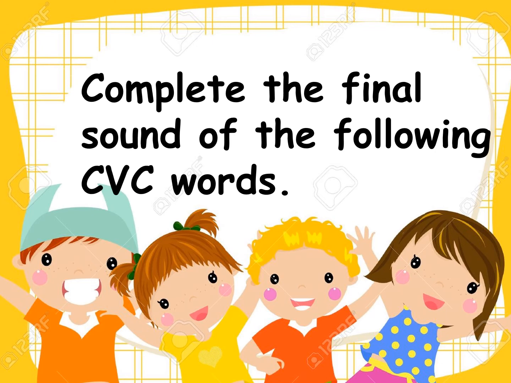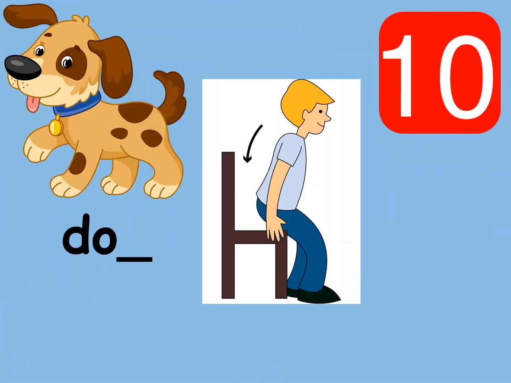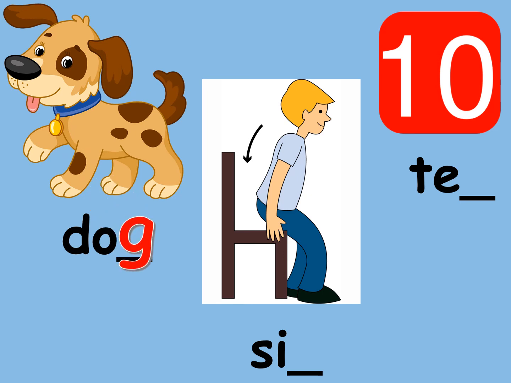For now, let's complete the final sound of the following CVC words. What is the final letter of the first picture? Very good. It's letter G, a dog. Next, the middle picture. Very good. It's letter T, sit. And the last one is, very good, it's letter N, ten.